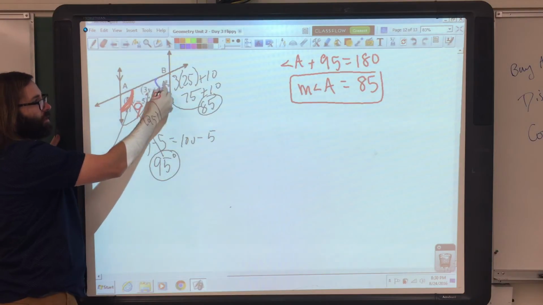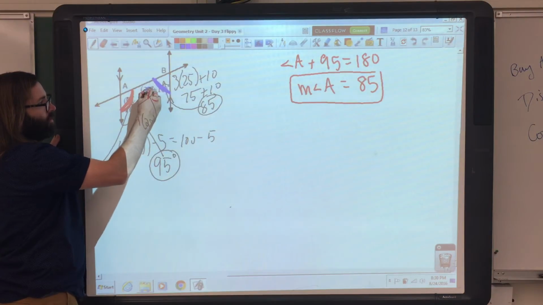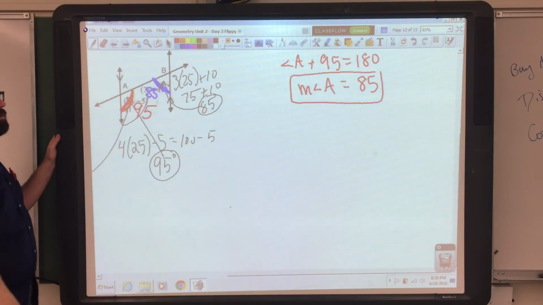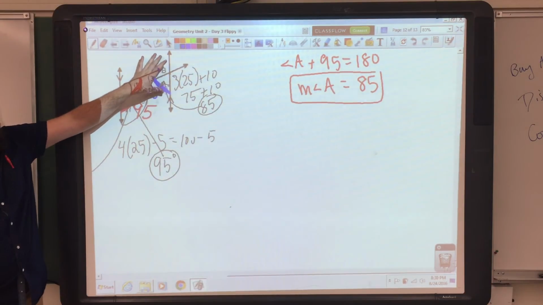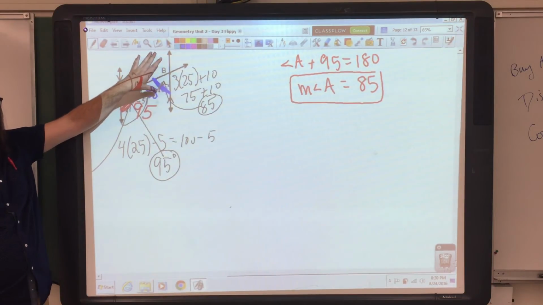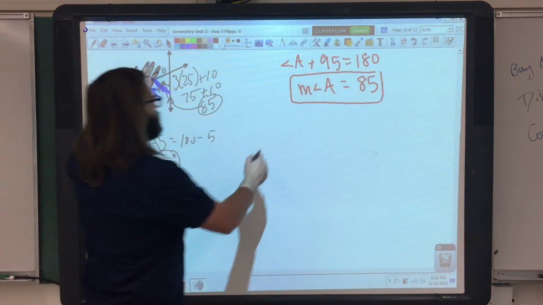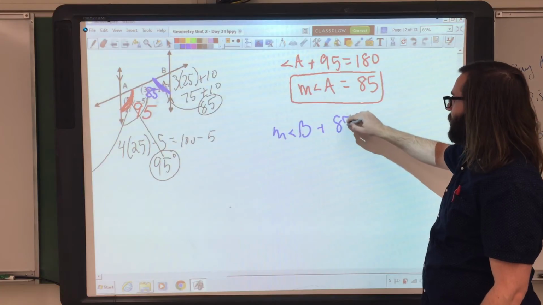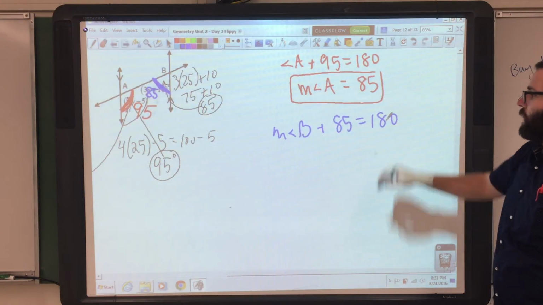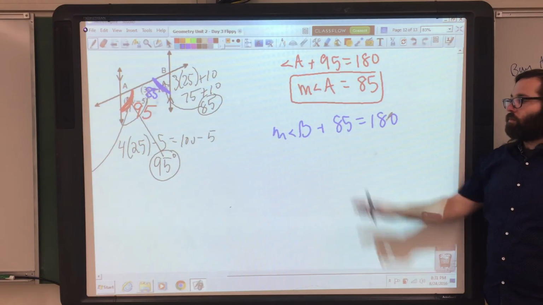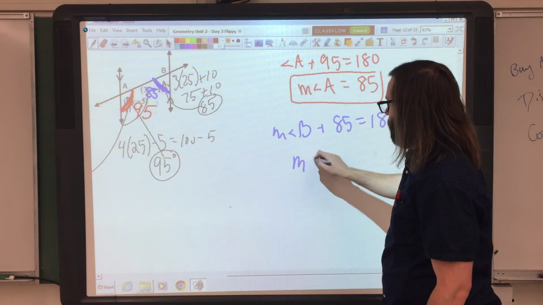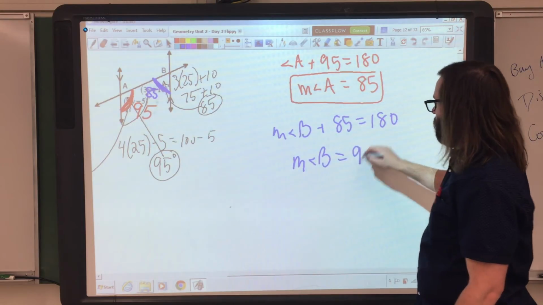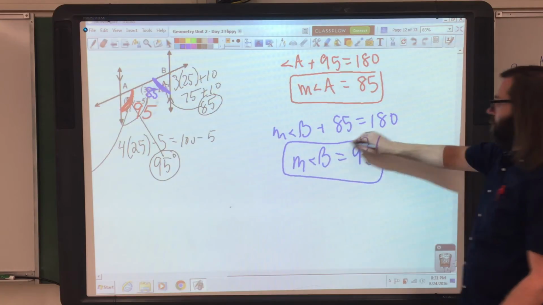Okay, now to find B, we know that this angle is 85, and these two form a linear pair. They're supplementary. They add up to 180. So we know that the measure of angle B plus 85 equals 180. Solve for the measure of angle B. The measure of angle B is equal to 95.